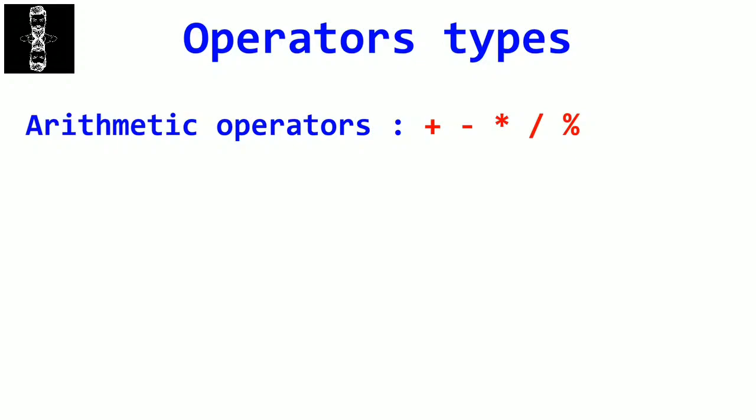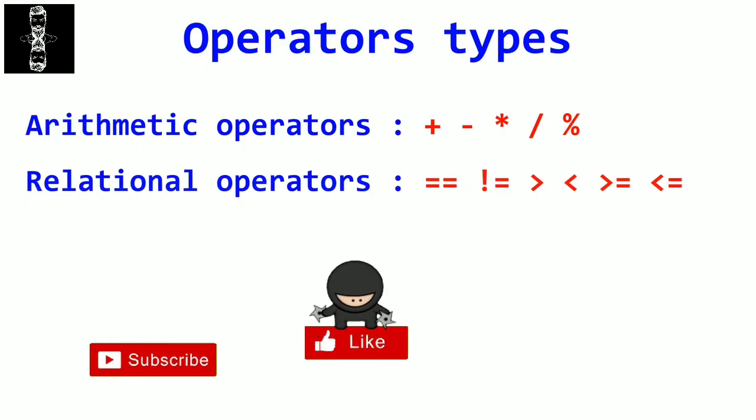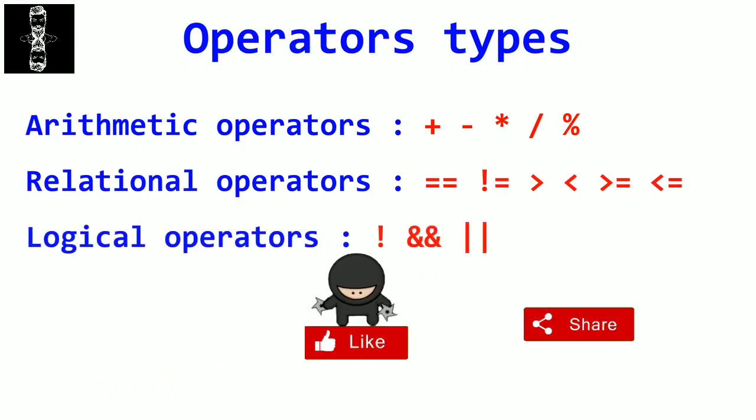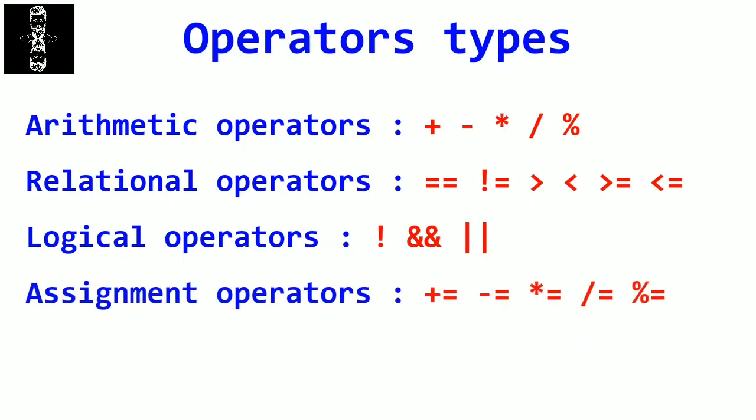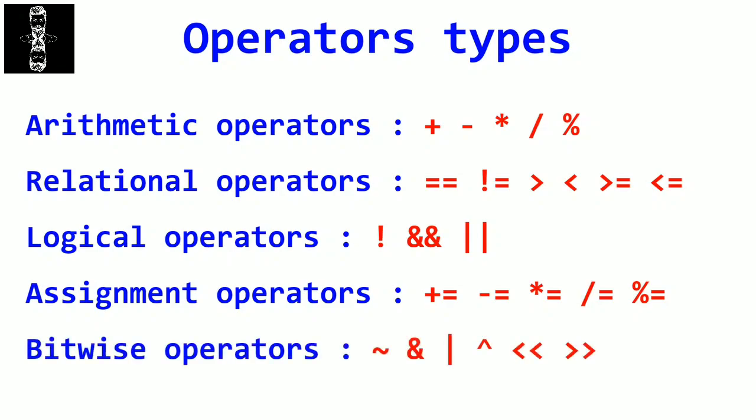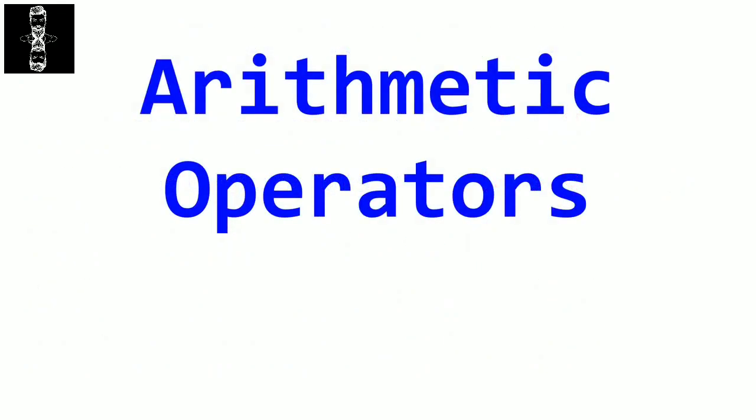Arithmetic operators, to perform arithmetic operations like the addition and the subtraction. Relational operators, to be able to compare between values. Logical operators, to be able to create Boolean expressions. Assignment operators, to be able to modify the value of a variable in different ways, and finally, bitwise operators to perform bit-level operations. So see you in the next video to start with the arithmetic operators.